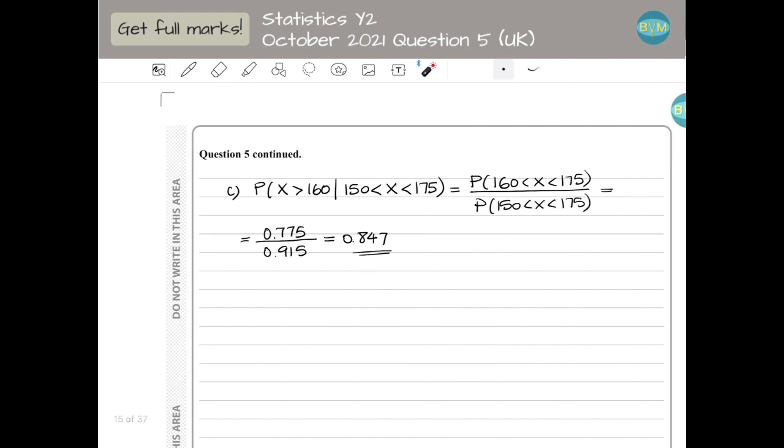So the first mark is for the method. So this one is for the method. For knowing how to find the conditional probability. So for realizing it is conditional probability, really. For using the correct method. For finding the correct values. And for the final answer. So 4 marks.